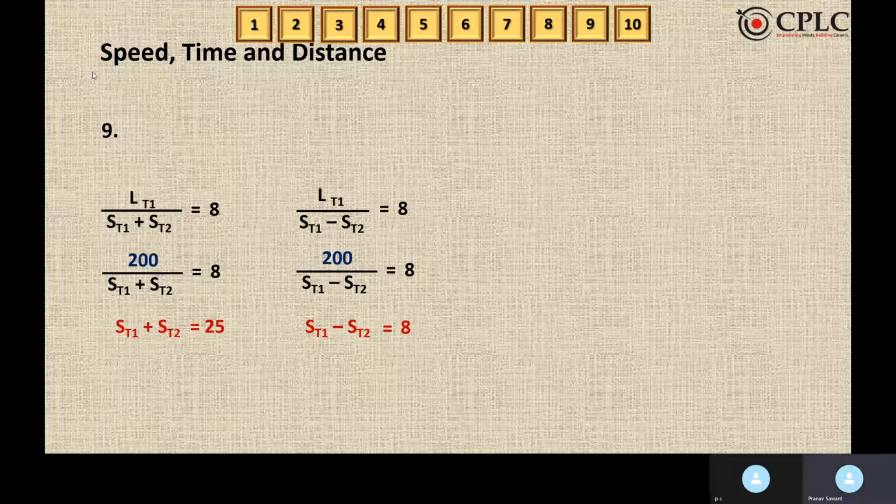Now we have the two equations, so we will solve these two equations. After solving these two equations, plus St2 and minus St2 will get cancelled, and we will get St1 as 16.5 meters per second. Hence option 5 is the answer.